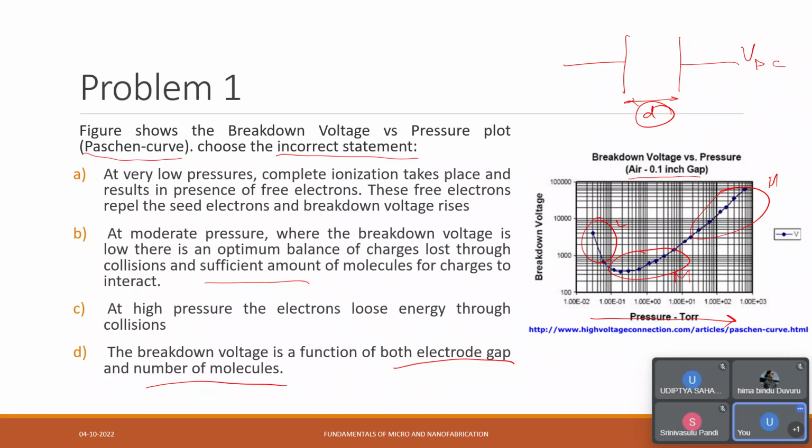And the last, the A option, that at very low pressures complete ionization takes place and results in presence of free electrons, and these free electrons repel the other electrons, and the breakdown voltage rises. So essentially the breakdown voltage rises because here the molecules are less, so that's why we have higher breakdown voltage, okay. So this is the incorrect one, okay.